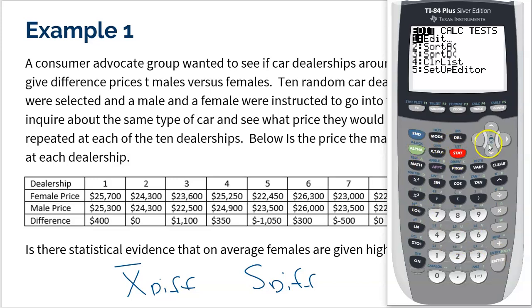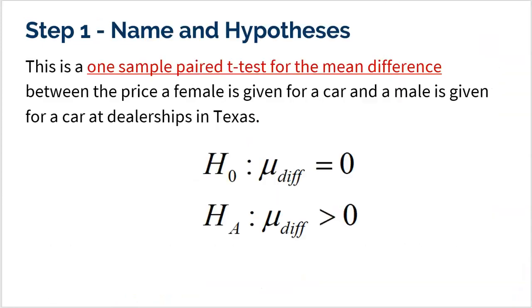But at the end of the day, I now need to go and ask the calculator to run a one variable stats on list 3. And there is the mean difference. So the mean difference was $85. That's positive. That means on average, the females were charged $85 more than the males. And the standard deviation I need as well, 573.0280. All right, now I'm ready to go.